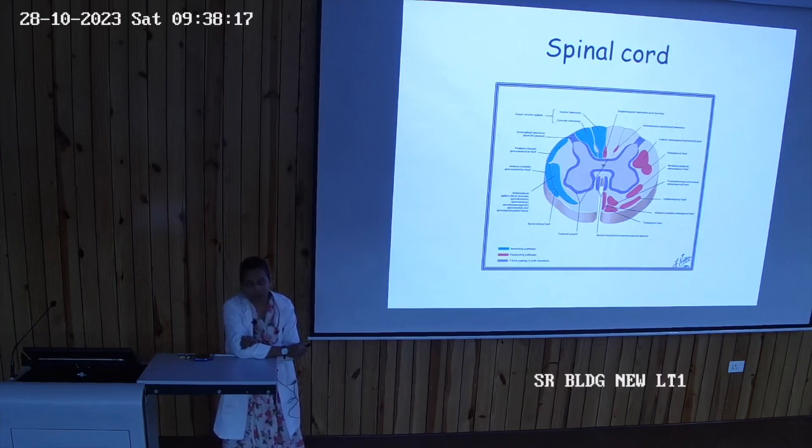Basically, what will come here? The central process of the dorsal root ganglion. So what will it bring here? It carries information from its peripheral process to the spinal cord.